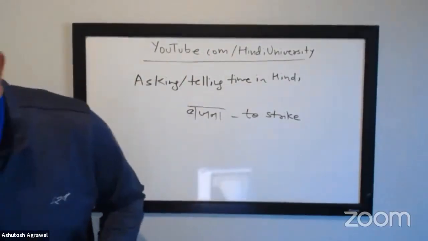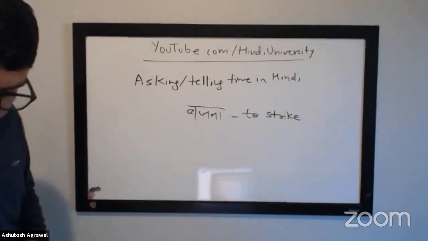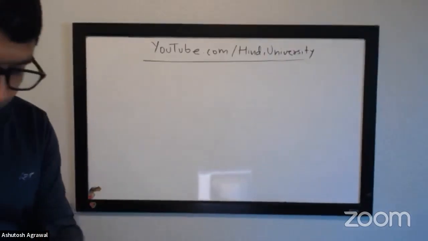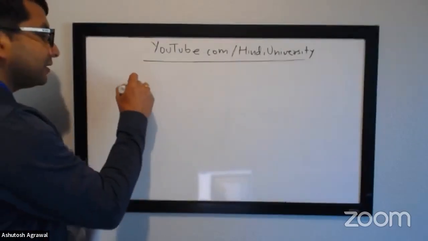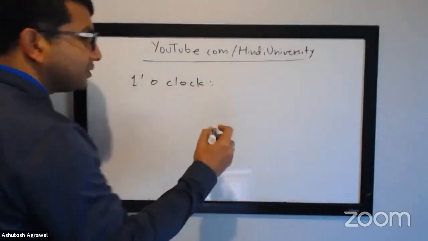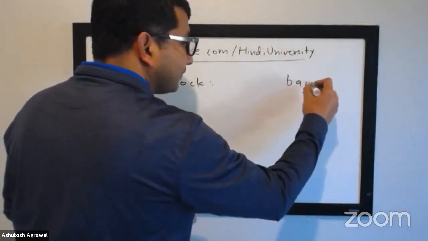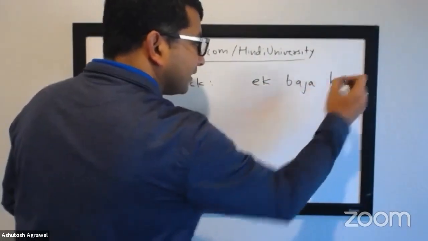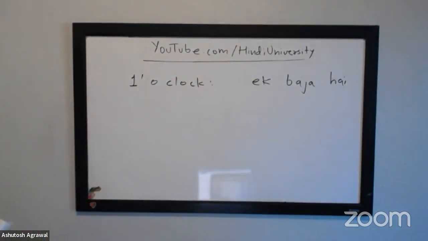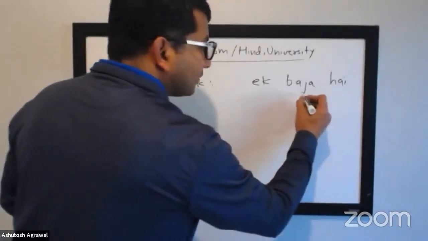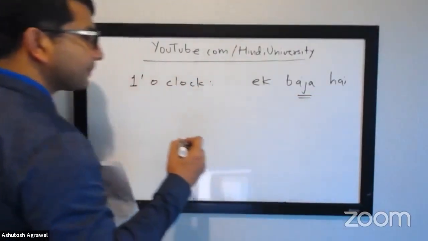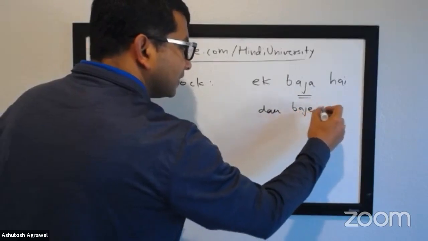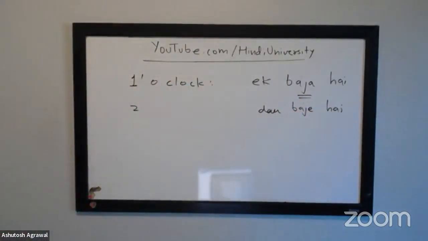Good. All right, let's get started. We'll start with a very simple case, when it is just the time at the hour. If it is a simple 1 o'clock, as I said, the vocabulary word you'll use is baja. I expect you to know the numbers, so you will simply say ek baja hai. We'll start simple and then make it complicated. When it is one, you will always use the singular: ek baja hai. If it is 2 o'clock, you'll say do baje hai.